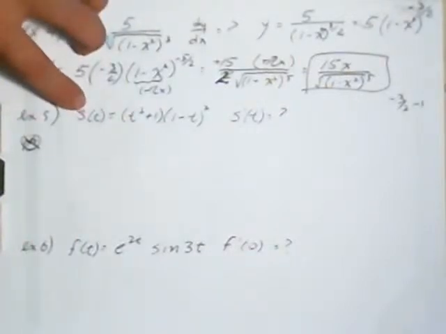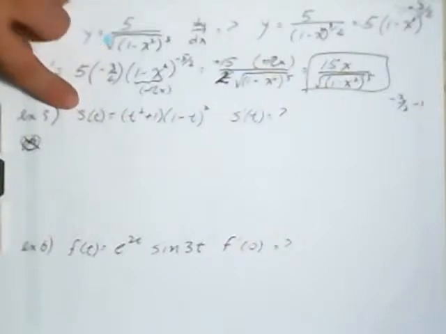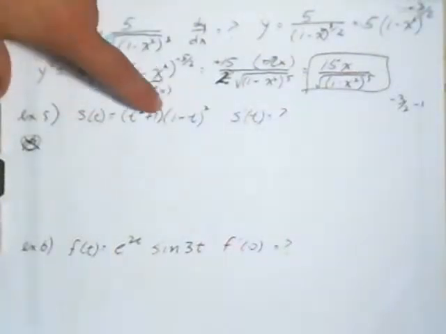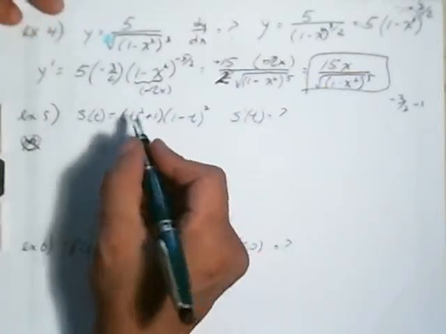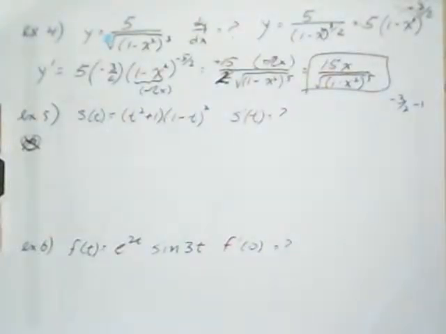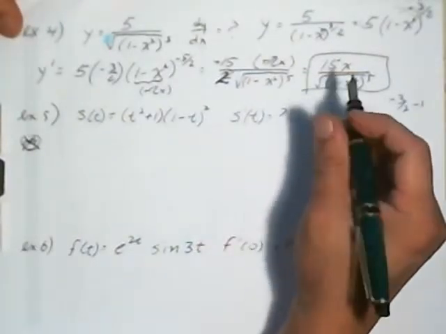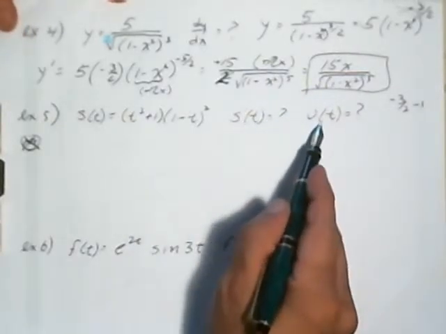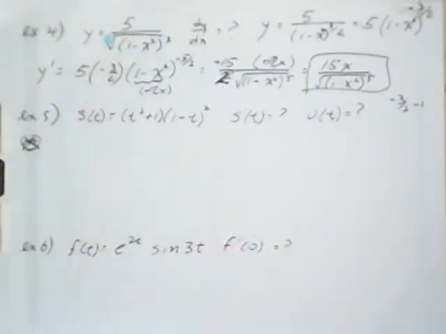Okay, example number 5. The function is, when they use s right over here, usually it's called rectilinear motion, okay? We talked about rectilinear motion a little bit earlier. S of t, where t usually stands for time. So you have a product of 2 functions right here: t squared plus 1 times the quantity 1 minus t to the 2nd power. So we want to find, of course, s prime of t, which is the derivative or the velocity function. Sometimes they call it v of t. Okay, s prime of t is the same thing as the velocity with respect to time.